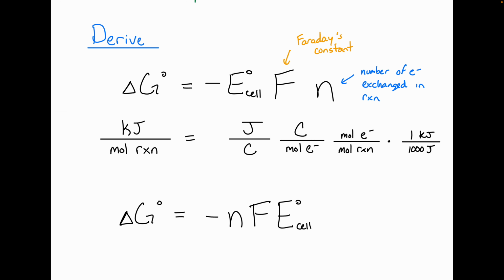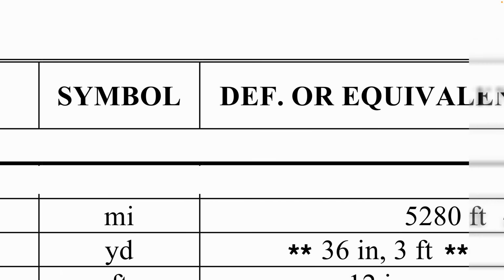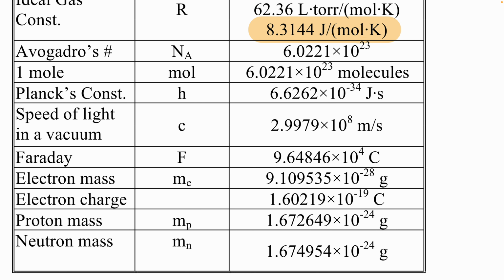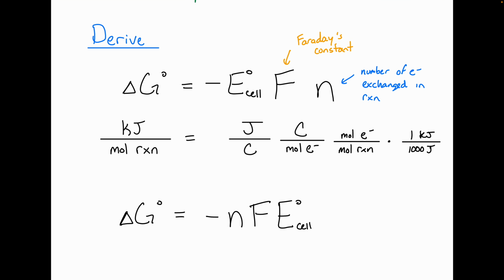Faraday's constant is just a constant. If we look at our constants page for this course, it's one of them over here. Faraday's constant is 46,484.6, and again, this is coulombs per mole of electrons.